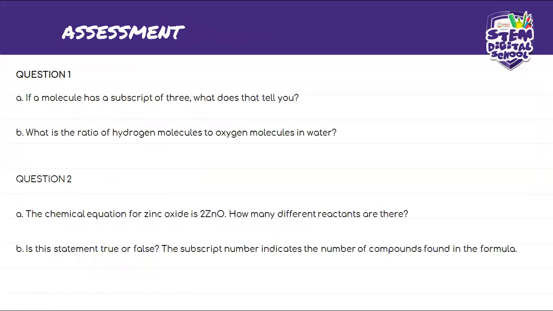All right, now let's look at the assessment. If a molecule has a subscript of 3, what does that tell you? What is the ratio of hydrogen molecules to oxygen molecules in water? The chemical equation for zinc oxide is ZnO. How many different substances are there? Just ignore the 2 and submit your answers. Is this statement true or false? The subscript number indicates the number of compounds found in the formula. I will be waiting for your answers in the chat room for moderation and checking.